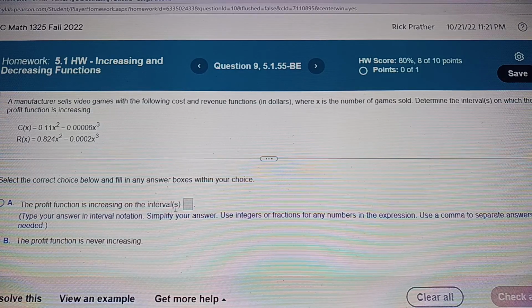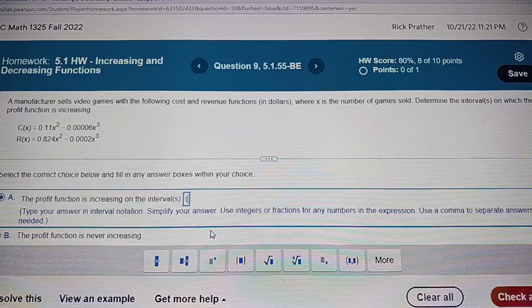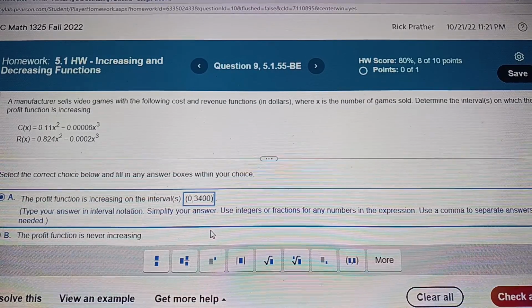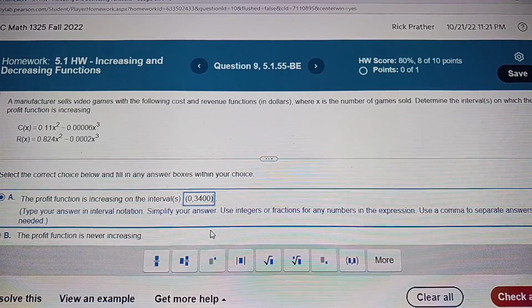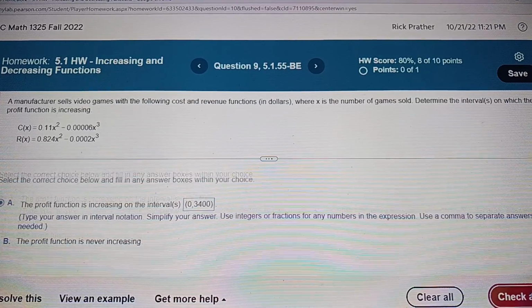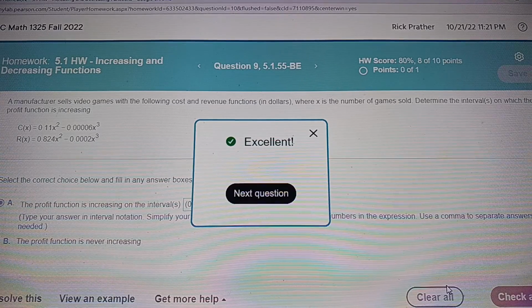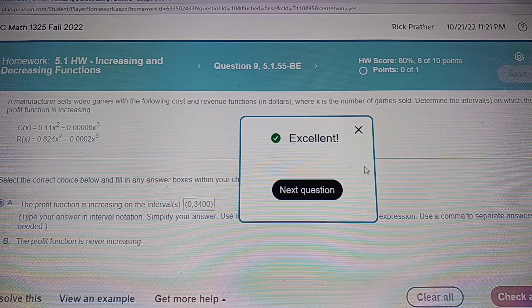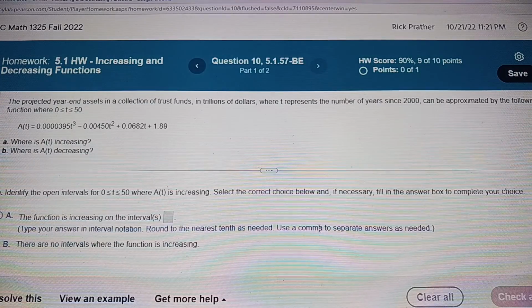So the profit function is increasing anywhere between 0 and 3,400, which were the two critical numbers. And it would be decreasing anytime the games were negative or anytime we made more than 3,400 games. Then our costs would just exceed our revenue. Making more than 3,400 games, you're still bringing revenue in for that, but the costs start increasing more than the revenue is, so then you're losing money by doing that. Here they want to know, when is it increasing? When is it decreasing?